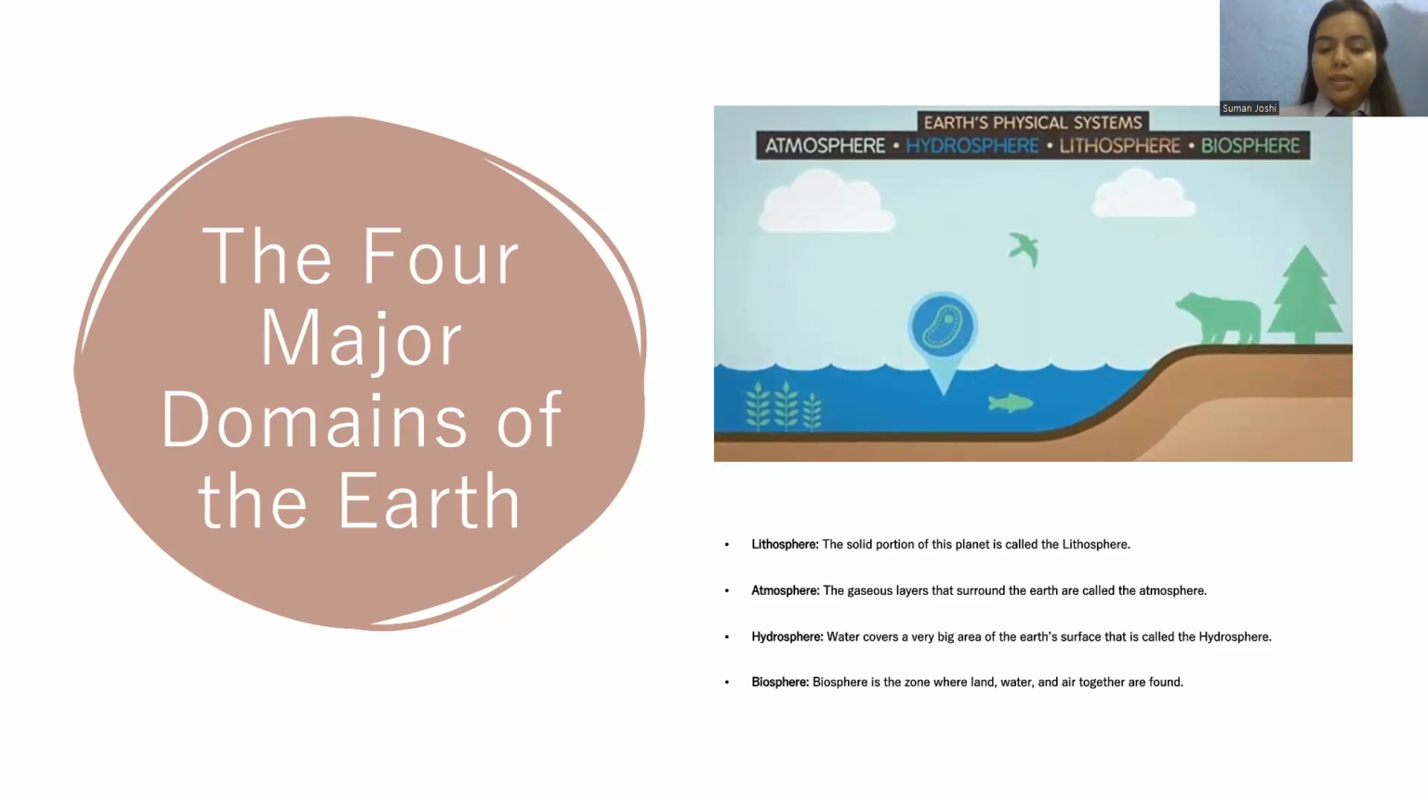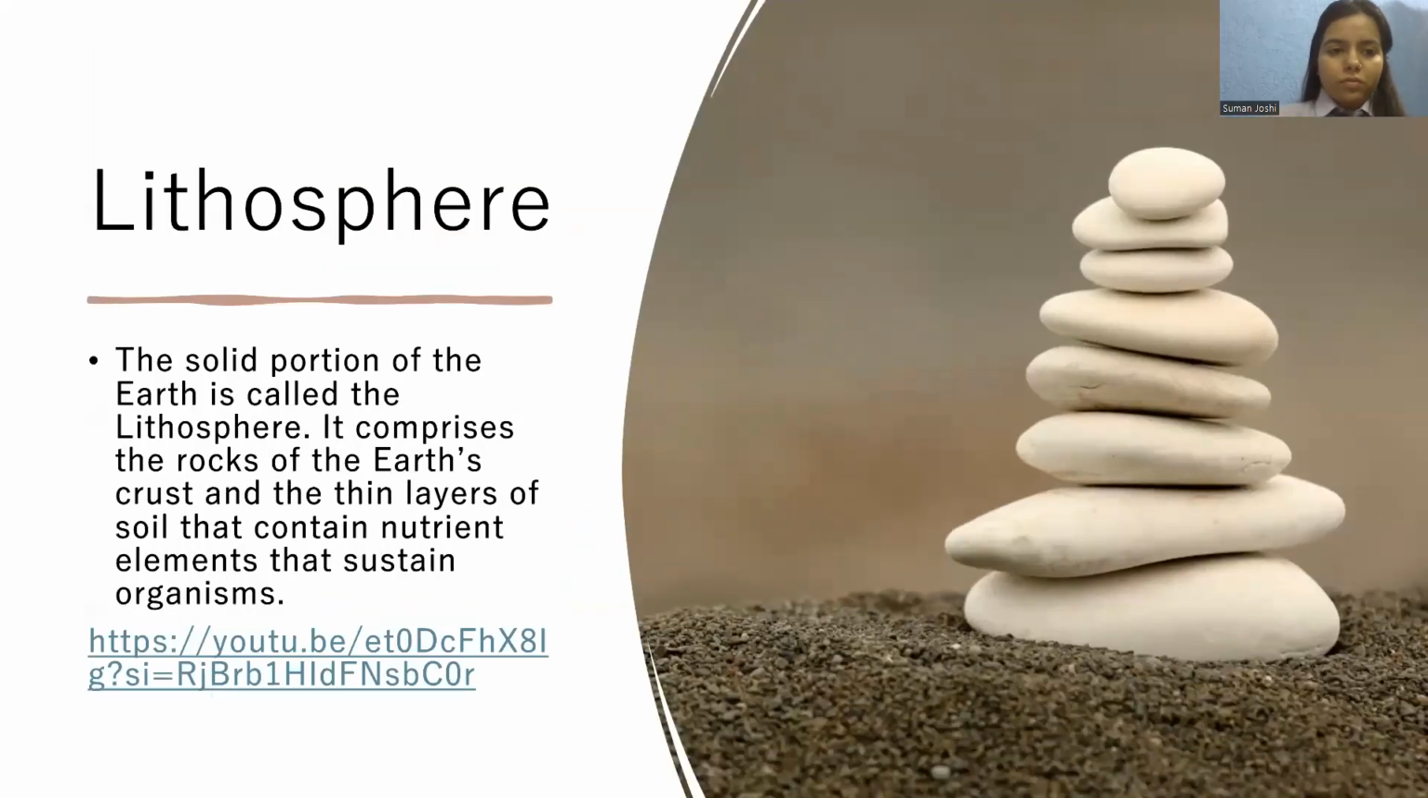Today we are going to study only the lithosphere part. This domain is primarily made up of the earth's crust. The lithosphere is the solid portion of the earth. It comprises the rocks of the earth's crust and the thin layer of soil that contains nutrient elements and sustains life. So students, what is lithosphere? Lithosphere is the uppermost layer of the earth.